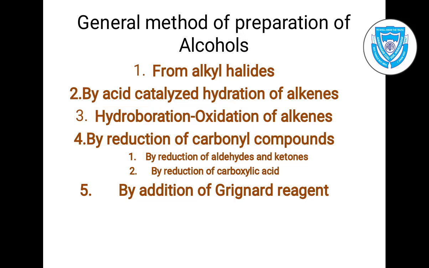Now for the preparation of alcohols, there are 5 different methods given in your textbook, out of which Grignard's reagent is one of the important methods. We all know Grignard's reagent is an organometallic compound, that is RMgX, where R is the alkyl group, Mg is the metal and X is the halogen. We are going to study all these 5 in detail. So let's get started.